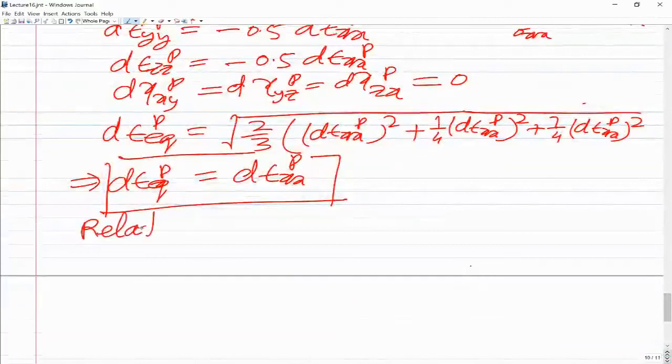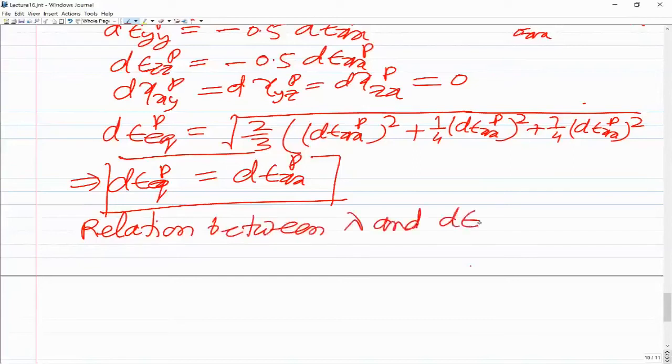Because we have used lambda, and lambda was used in the flow rule, that is d of epsilon P is equal to lambda times del q by del sigma, and for the associative flow rule q is equal to f. So that we have already said. So, the relation between lambda and d of epsilon equivalent P.